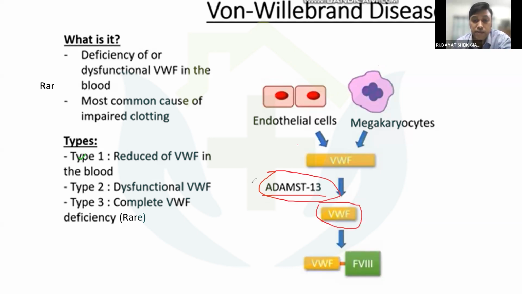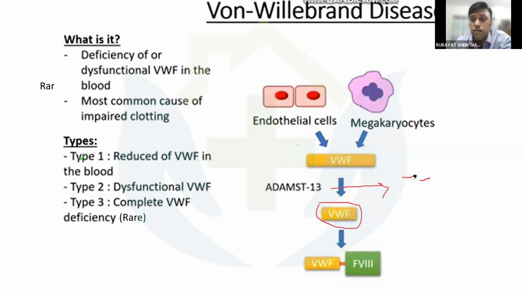So presence of this enzyme is very important, and deficiency of the enzyme leads to another disease called TTP. We'll be learning about it later. TTP. Okay, so keep this in mind. We'll study this enzyme deficiency when we talk about TTP. So at the moment, we are talking about von Willebrand disease.